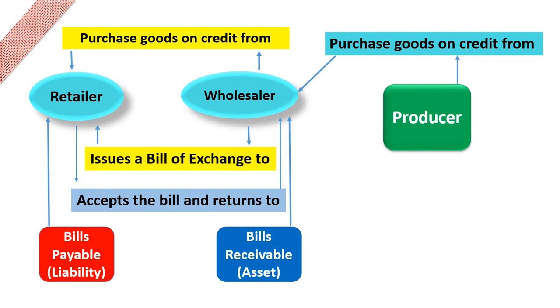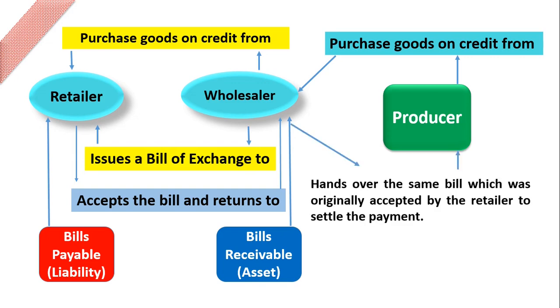The same document is called bills receivable from the point of view of the wholesaler, which is a short-term or current asset. If the wholesaler purchases goods on credit from the producer of goods, then the same bill receivable can be handed over to the producer. Thus, bills receivable and bills payable are freely transferable and can be used in place of cash to settle transactions.